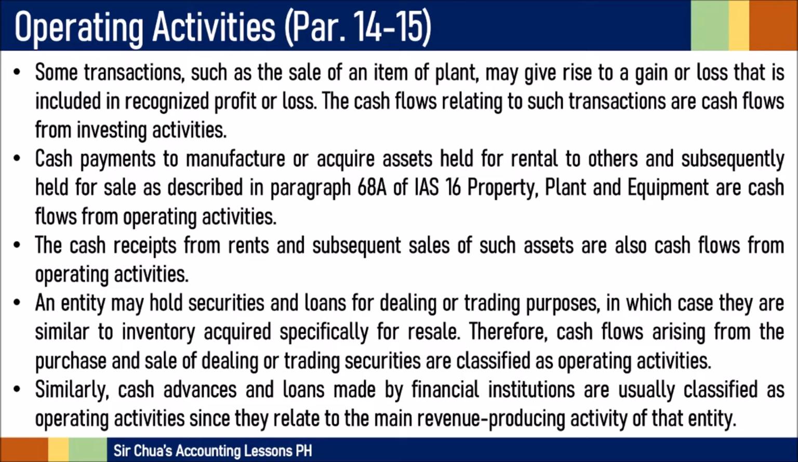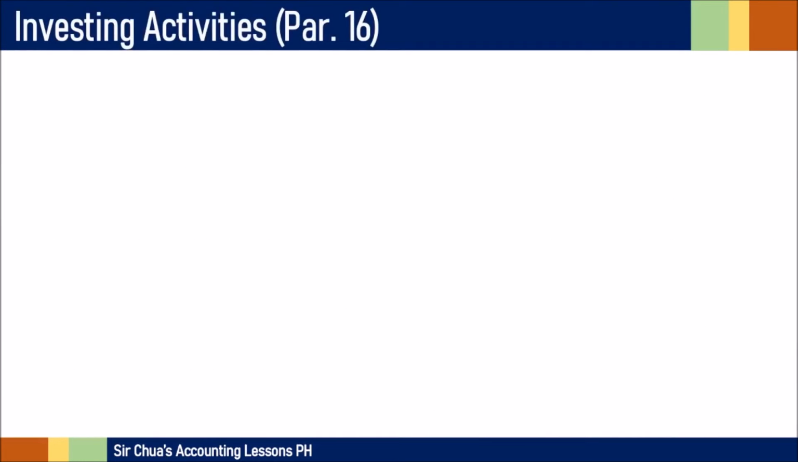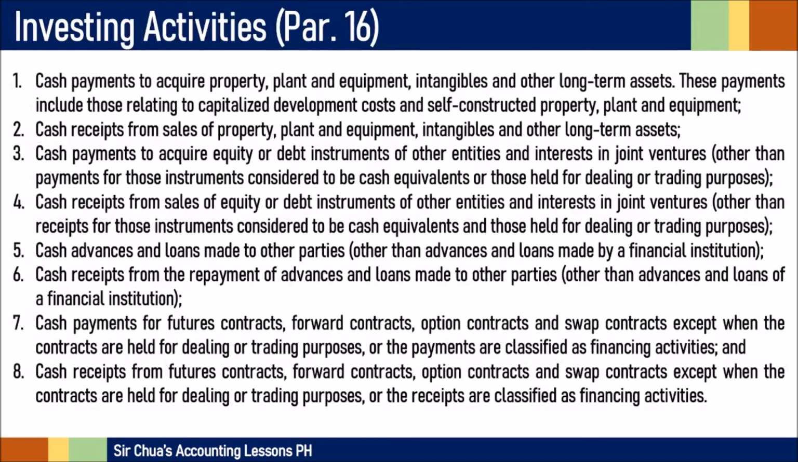Okay, so those are your adjustments, or something that we need to clear regarding operating activities. Now, these are the examples of investing activities in IAS 7 according to paragraph 16. When you are paying or acquiring PPE, intangibles, and other long-term assets, those are investing activities. Or in any case that you are selling your PPE, intangibles, and long-term assets, those are also investing activities.